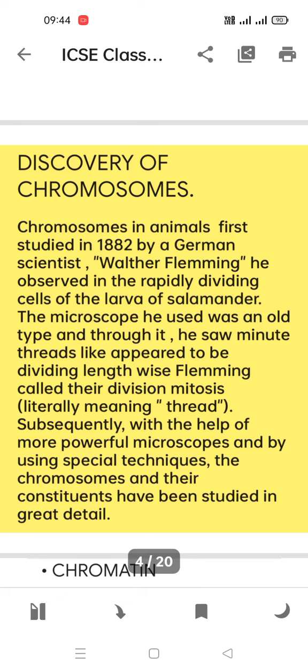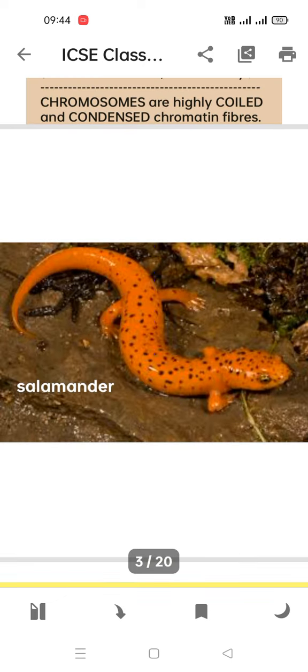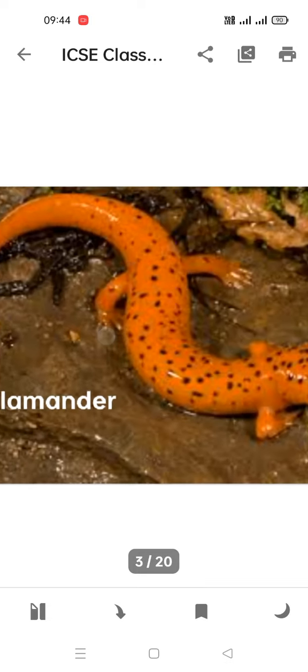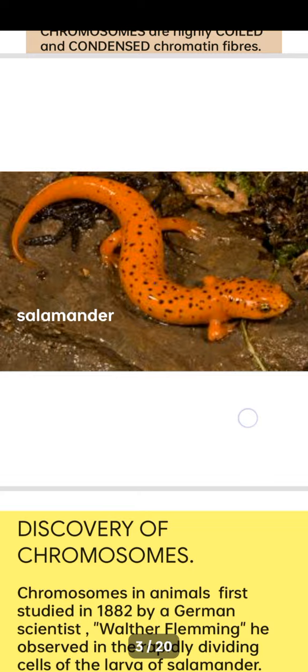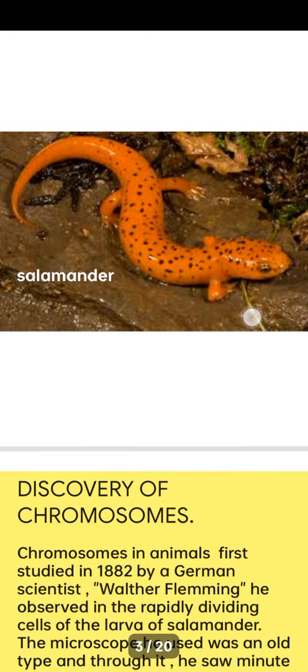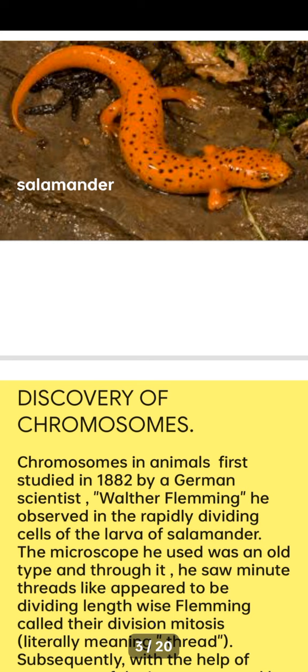So what is this salamander that I told you about? It is an organism like a lizard. Fleming first saw the division of cells, the division of chromosomes, in this particular organism. This is the salamander, in which Walter Fleming saw the change, and saw the rapidly dividing larva of this salamander.